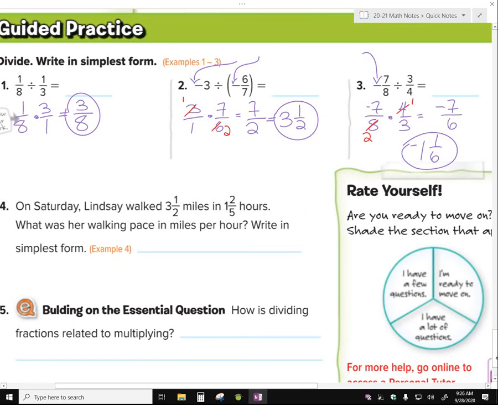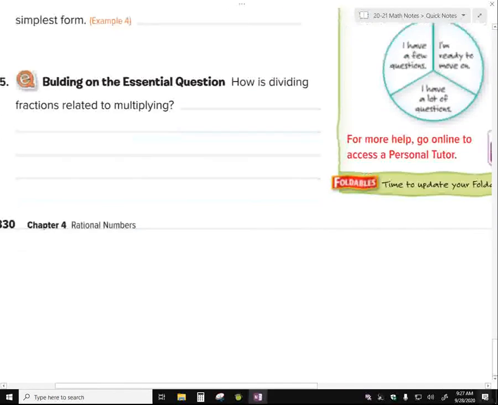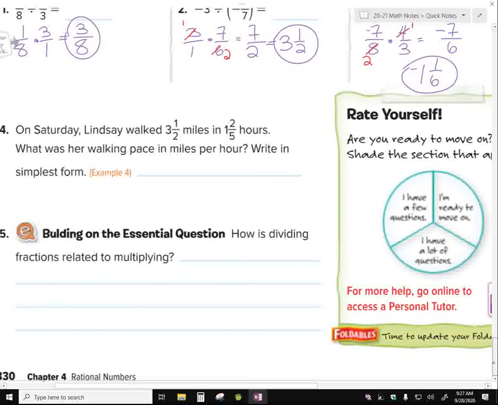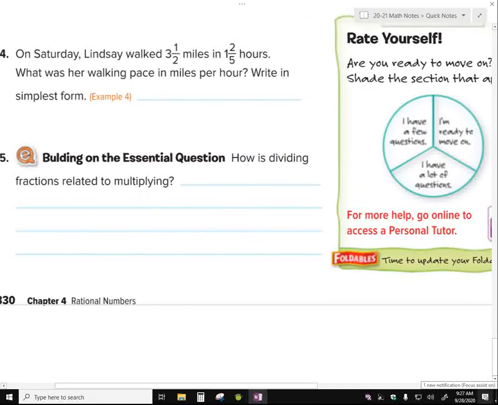Any questions? No? All right. On Saturday, Lindsay walked exactly 3.5 miles in 1.5 hours. What was her walking pace in miles per hour? So that means that miles is going to be in the numerator, and hours in the denominator, with the division. So I have 3.5, which as an improper fraction becomes 7/2 per hour. 1 2/5 becomes 7/5.